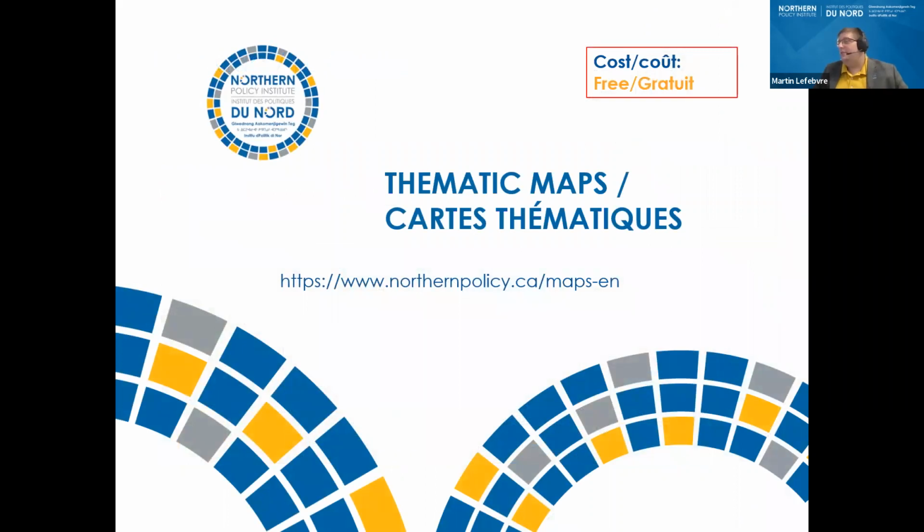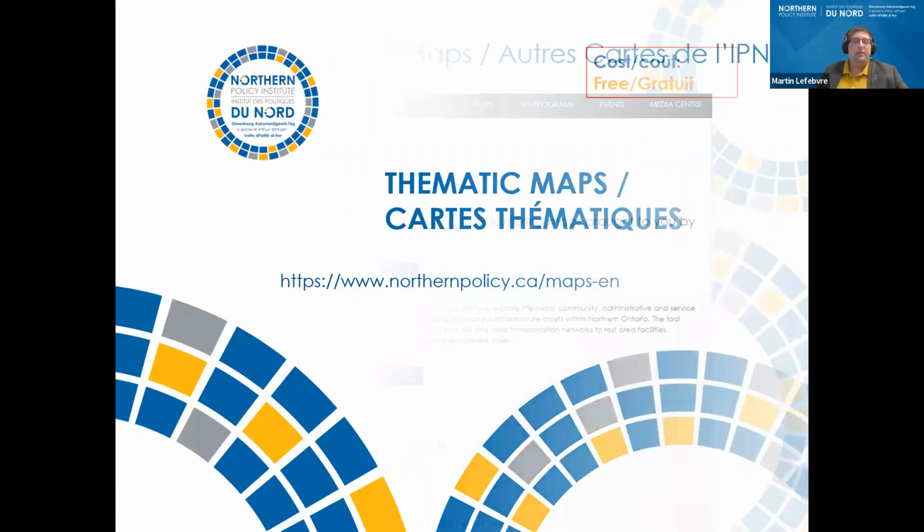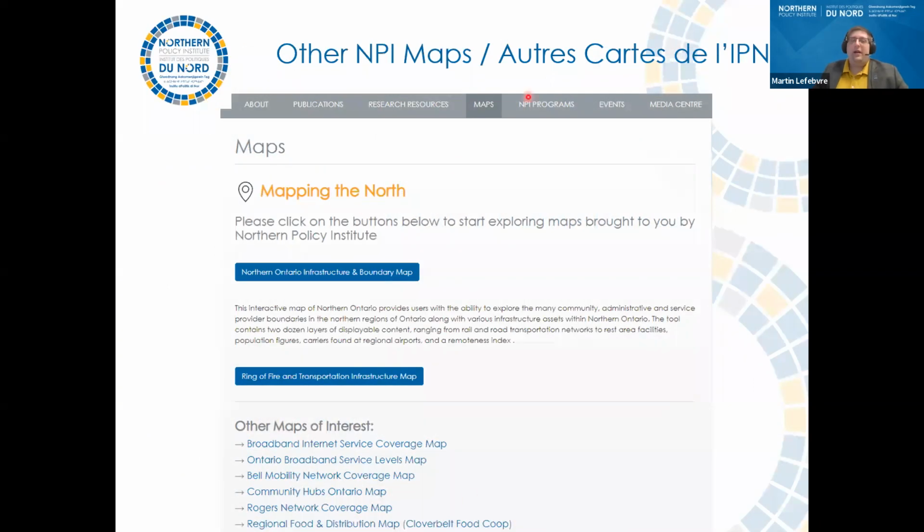Speaking of maps, let's continue with the map theme. We have our thematic map library. Again, this is a free tool hosted on the NPI website for the community. If you look at our map section, we have two basic sections for the maps: the Northern Ontario Infrastructure and Boundary Map and the Ring of Fire Transportation Infrastructure Map. I'll focus mostly on this one here because it's the most attractive one. This is one giant PDF of the maps available for the Ring of Fire.